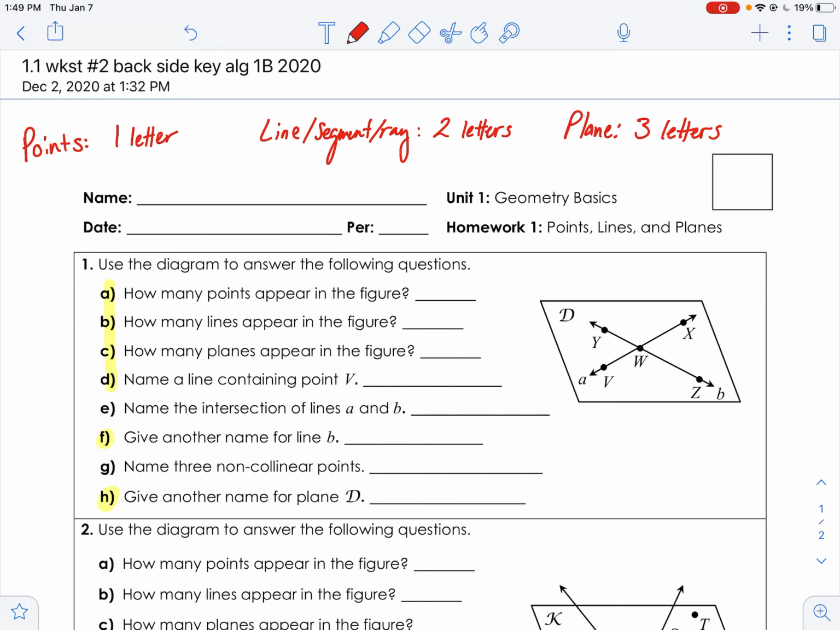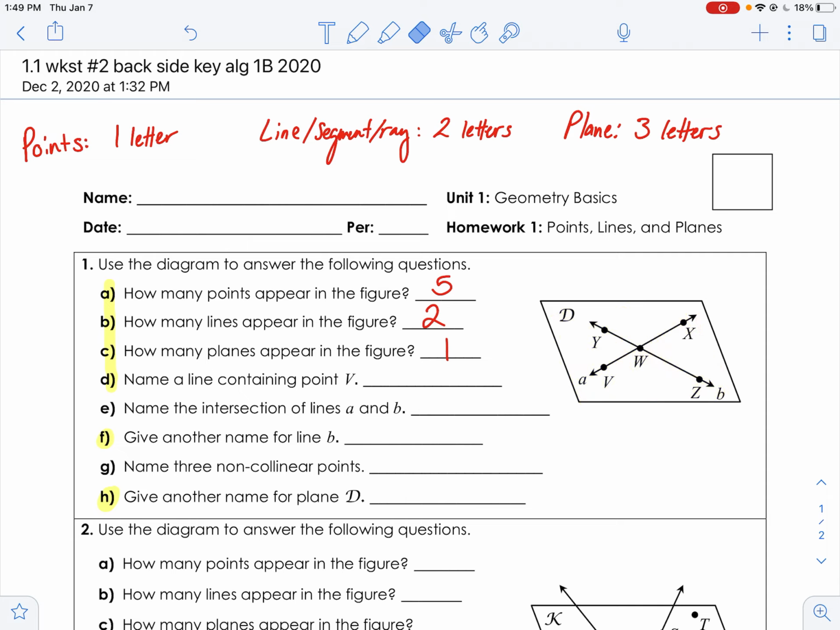So how many points appear in this figure? Well, let's see, I've got 1, I should probably use the highlighter. 1, 2, 3, 4, 5. Just looking for those dots. 5 points. How many lines do I see? Got 1, 2 lines crossing there. And how many planes? Well, these planes are just these parallelograms, that little box there. So I have 1 plane.